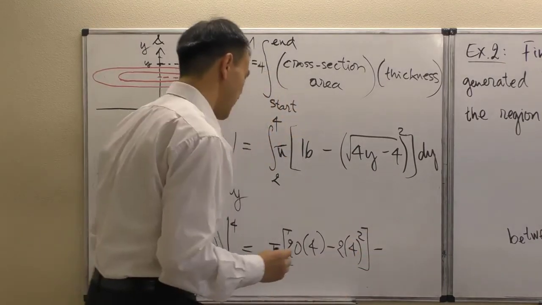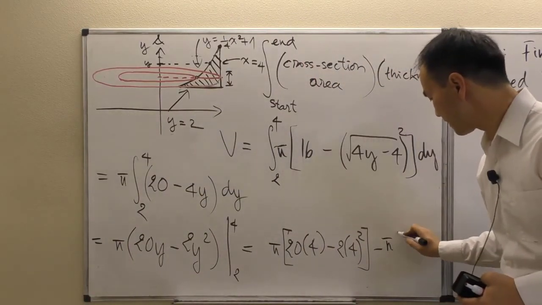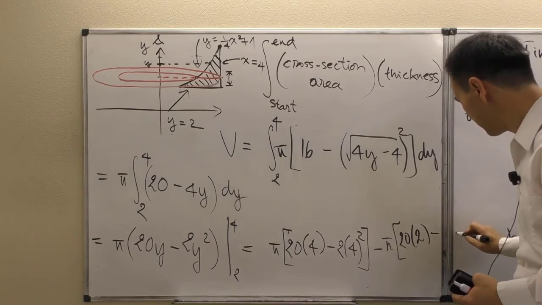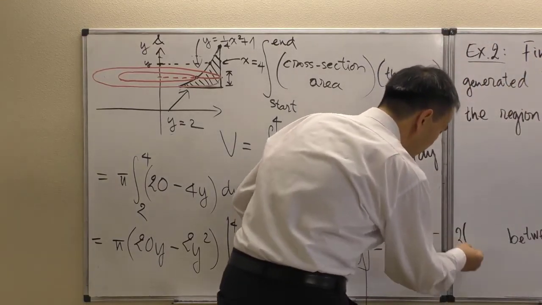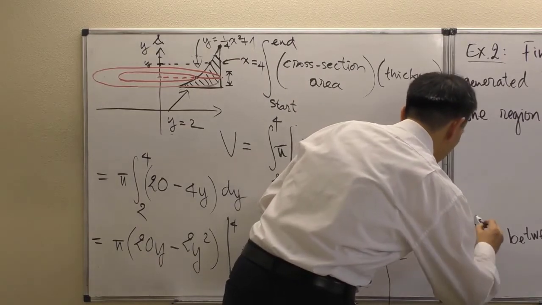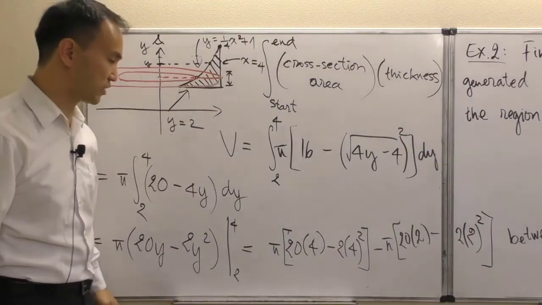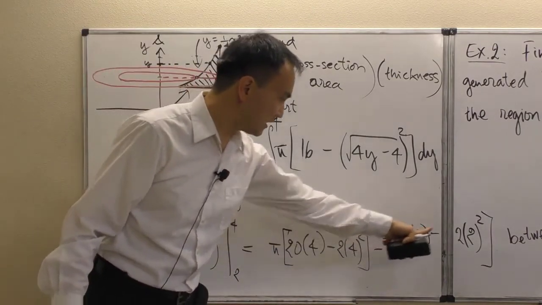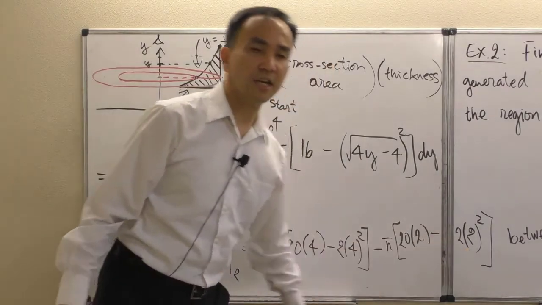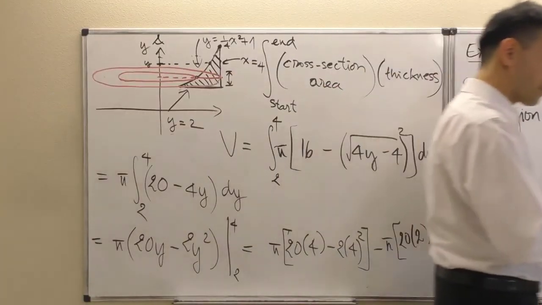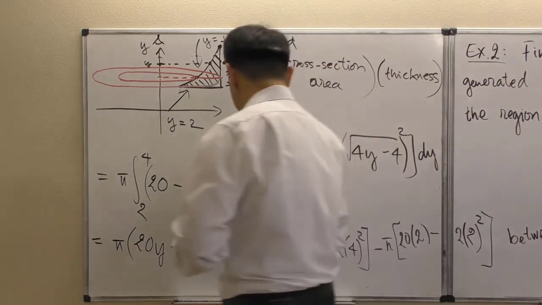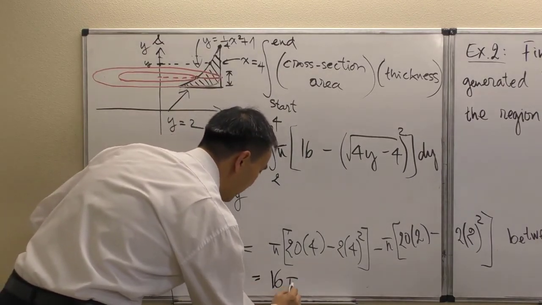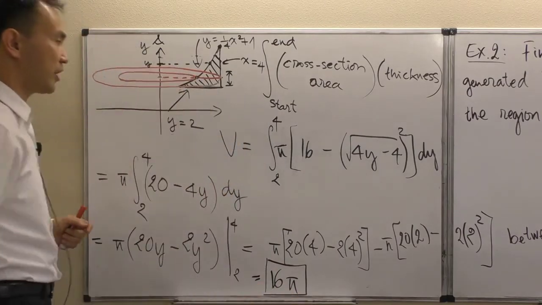Okay, and then I'm going to subtract again, and then here it's a pi. Okay, and then here 20 times 2 minus 2 times 2 squared. All right, so that's how I'm substituting values in, substituting the upper limits into the antiderivative, and then subtracting the same antiderivative evaluated at the lower limits. Okay, so, all right, so the final answer came out for me as 16 pi. All right, so that's my final volume of this solid right here.